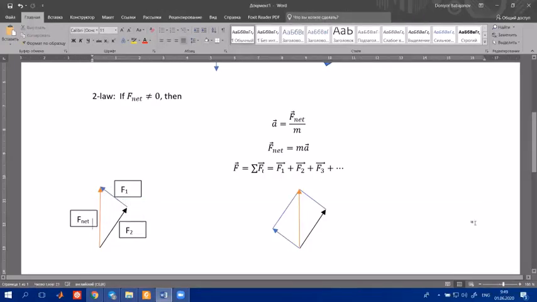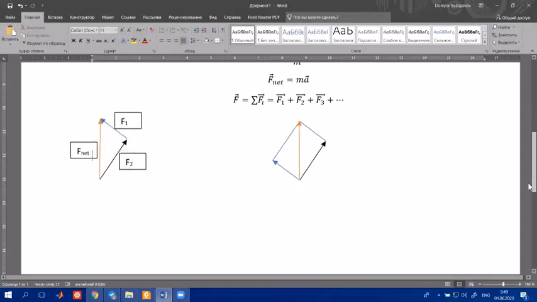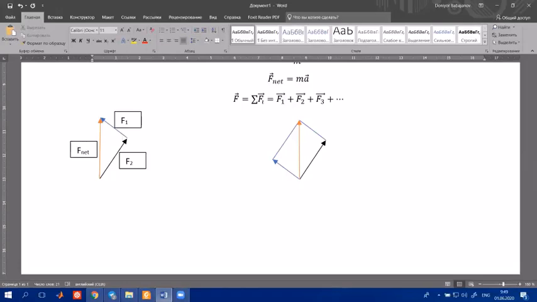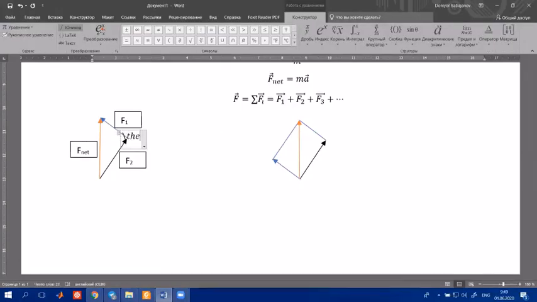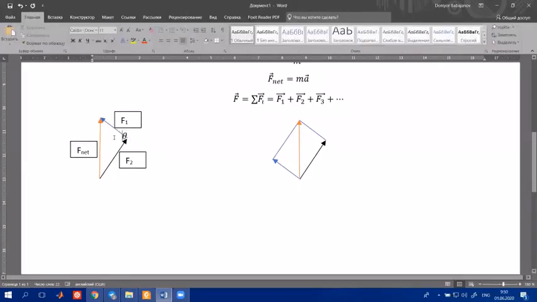And how to find them? How are they related with each other? We have to know the angle between two vectors in order to find the F net vector. So we should know what is the angle between F1 and F2. Let's say here we have an angle theta. Angle between two vectors is theta.